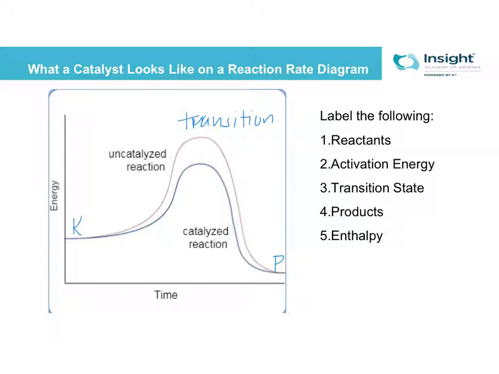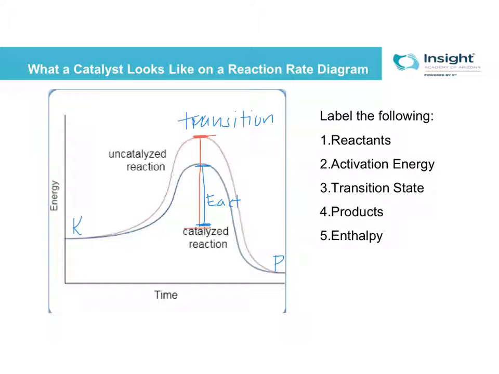For the red diagram, our activation energy is going to be from here all the way up to the top of this one. This is an uncatalyzed reaction. But you'll notice if we throw a catalyst in there, the blue hump represents the catalyzed reaction, so that activation energy decreases.